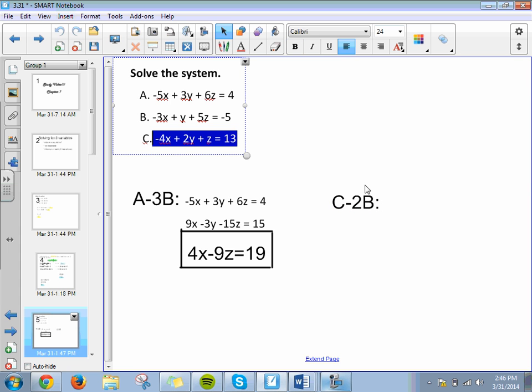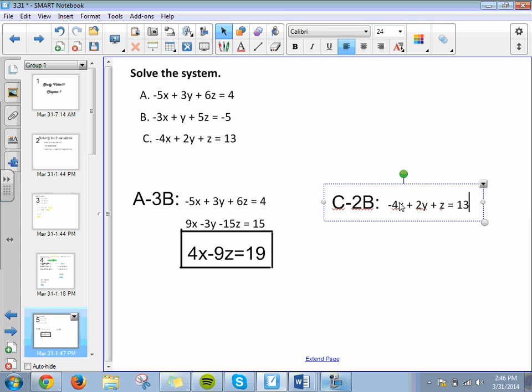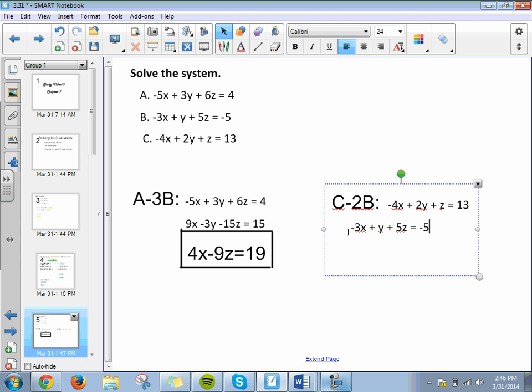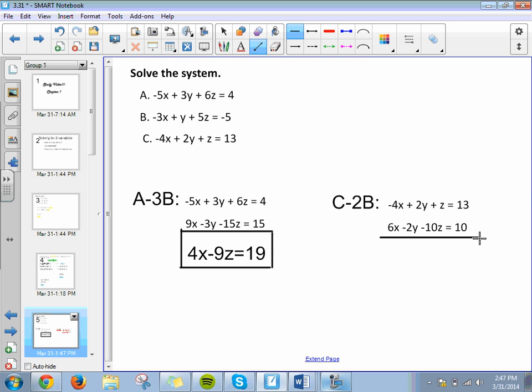So c will come as it is. And underneath it, we want to take b again, and we want to multiply it by a negative 2. So this will become a positive 6. This will become a negative 2. This one will become a negative 10. And this one becomes a positive 10. Alright. So we'll go ahead and add them together.